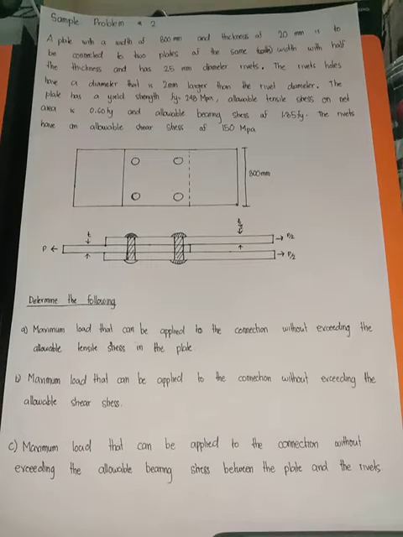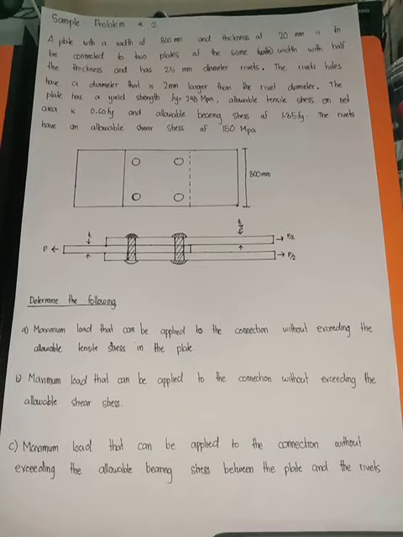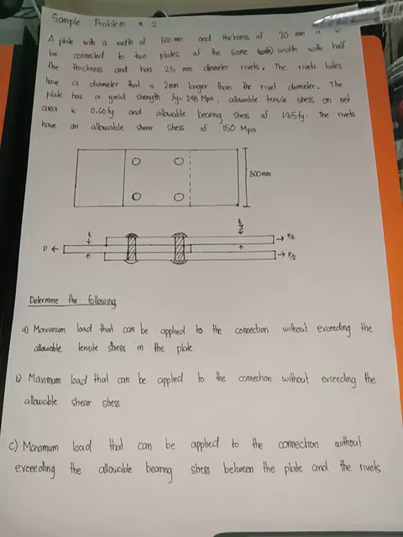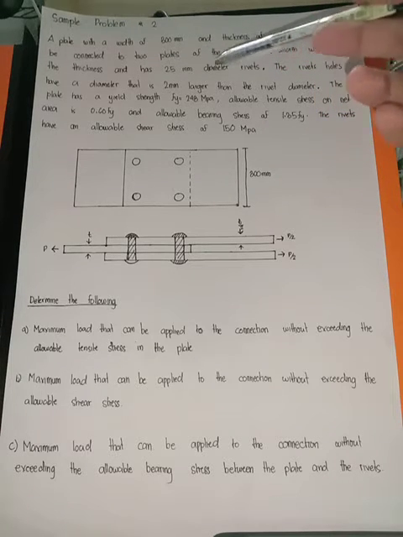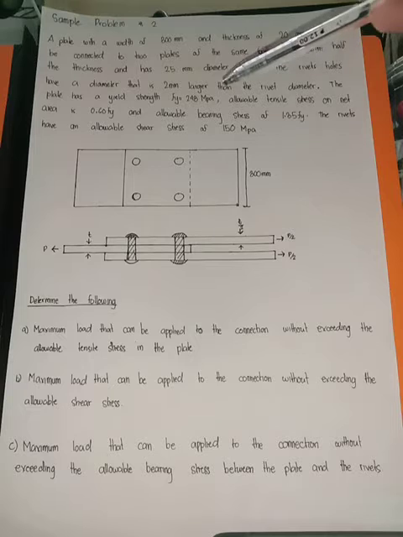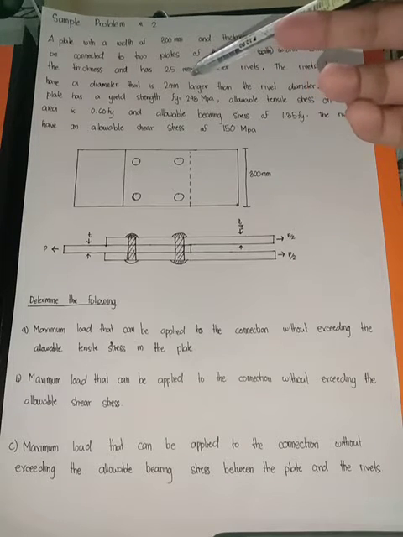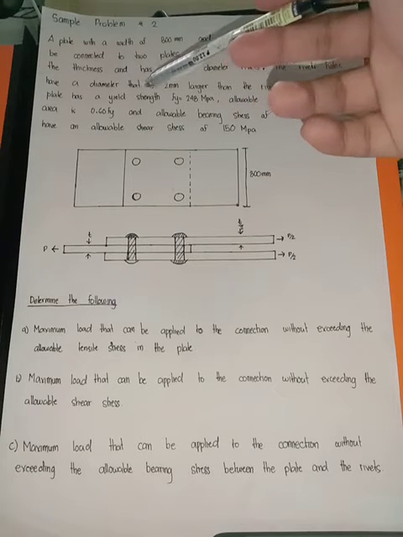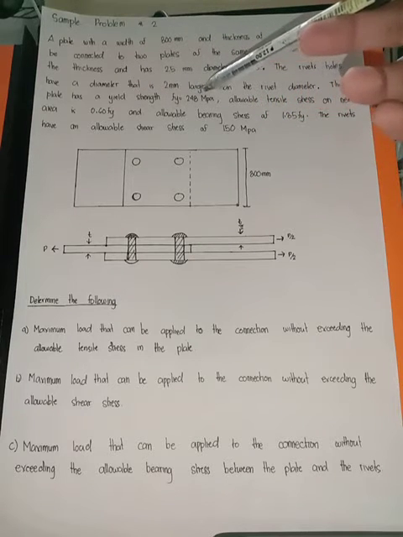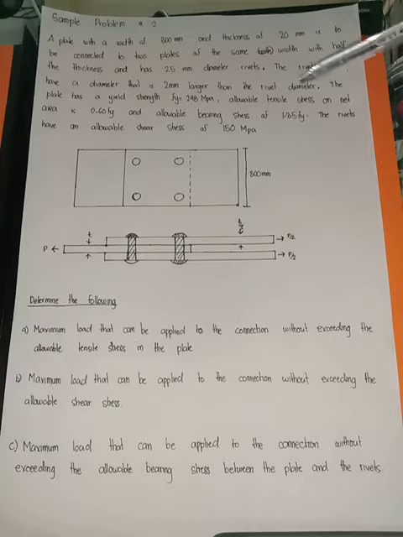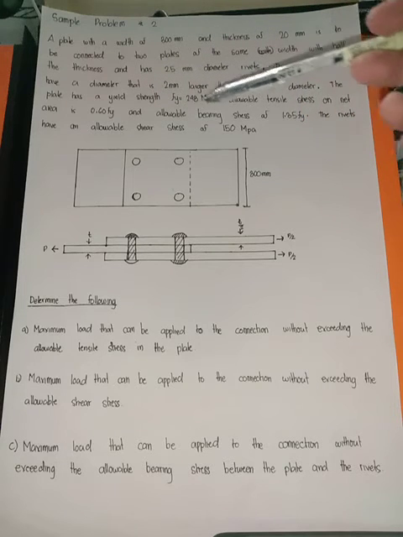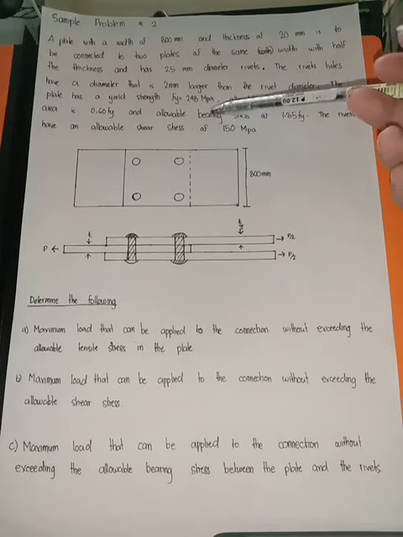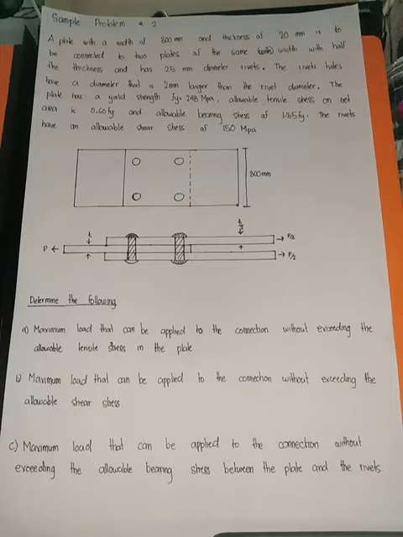Okay, for our second sample problem, we are given a plate with a width of 300 mm and a thickness of 20 mm that is to be connected by two plates of the same width with half the thickness and has 25 mm diameter rivets. The rivet holes have a diameter that is 2 mm larger than the rivet diameter. The plate has a yield strength of 248 megapascal, noted by the symbol Fy.